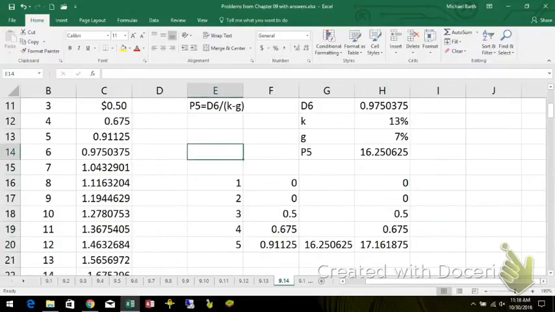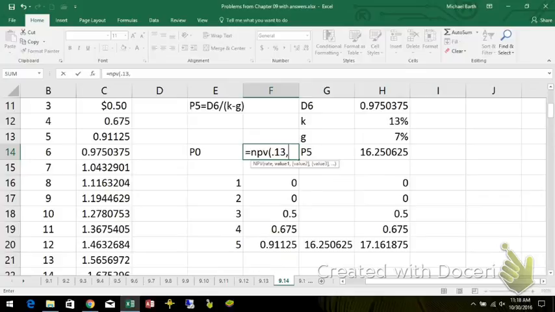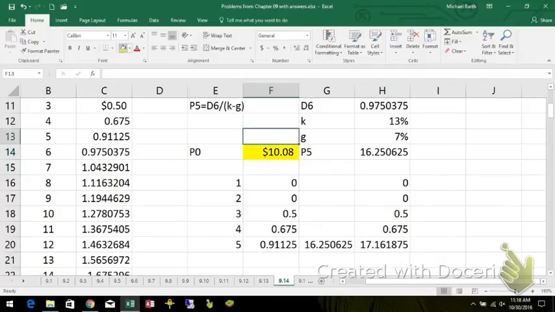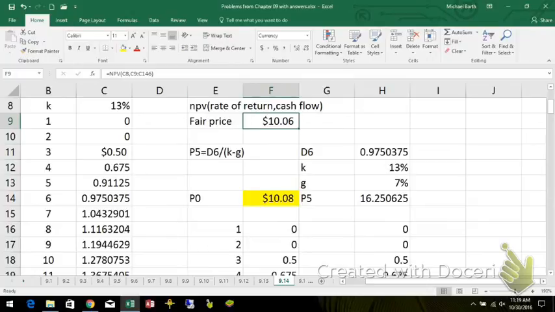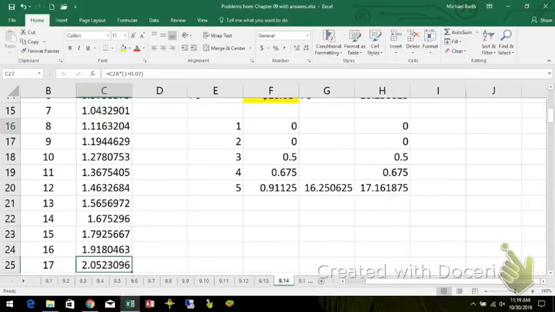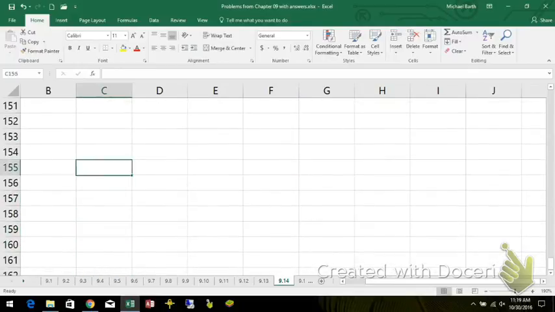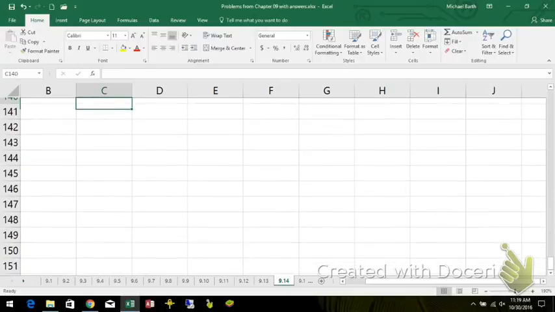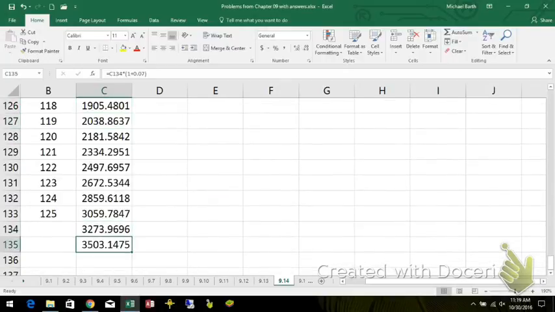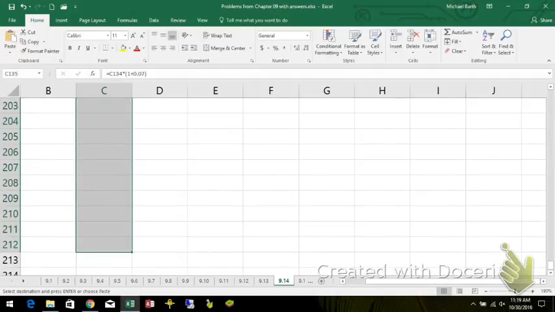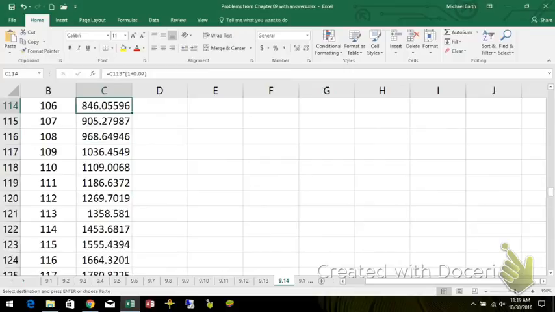P0 would be the fair value of all this. So that'd be NPV of 0.13, comma, the uneven cash flows, and again, $10.08. So other than minor rounding, which is just because I didn't take it out beyond 125 years. But of course, if I had, all I have to do is take enough years and I'll actually get an identical answer if I go out far enough.